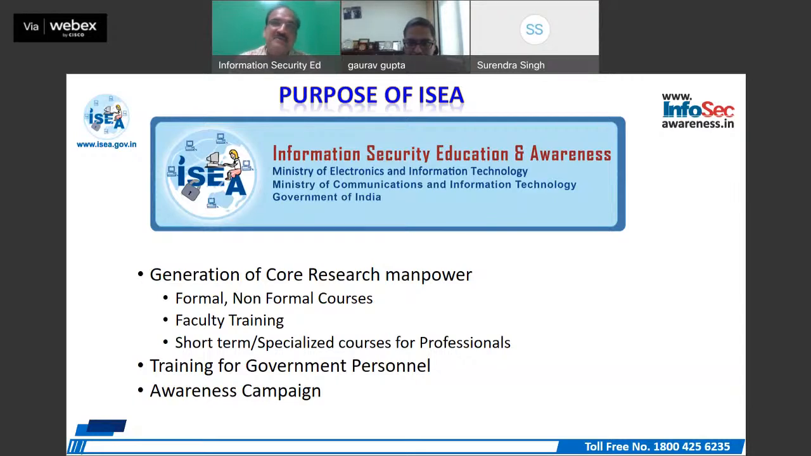As we all know, by the end of 2025 there is a need for more than 15 lakh cybersecurity professionals. To address that need, the ministry has started this program to generate core research manpower to address India's needs, as well as other countries' needs, primarily India. It offers formal and non-formal courses at BTech, MTech and PhD levels, and PhDs can be taken in information security.